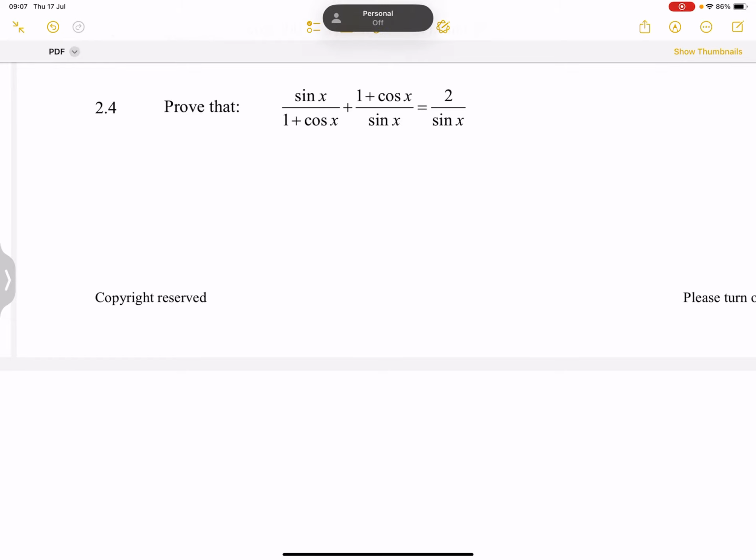And now on to proving identities. Good day, everybody. And once again, we're back together. Right, so we are still continuing on that technical maths exemplar paper, right? So let's look at 2.4 and prove the identity.